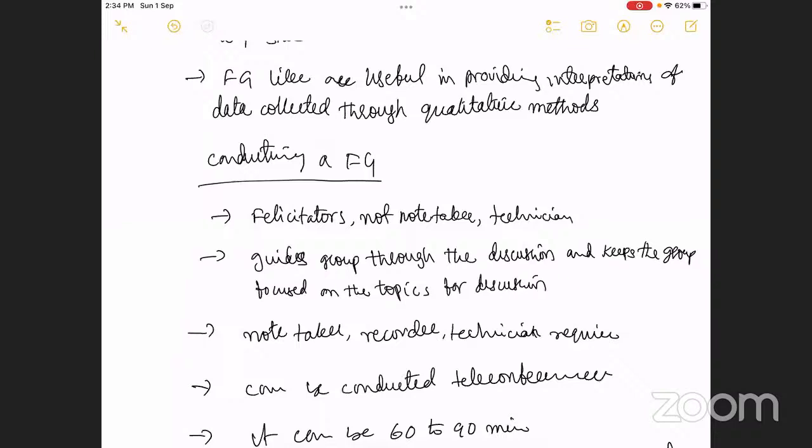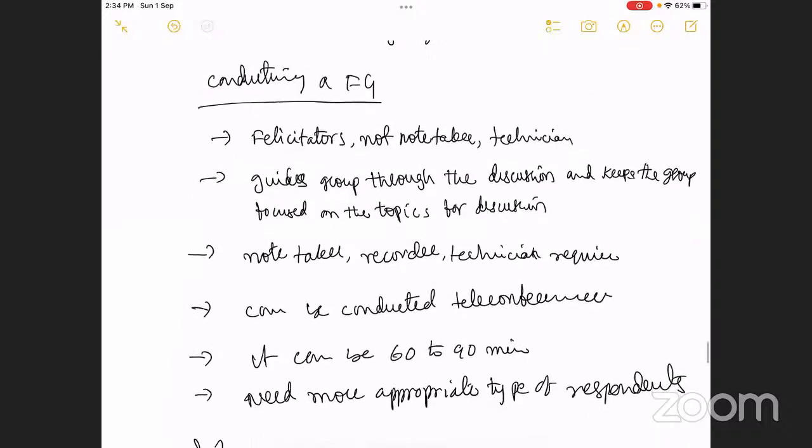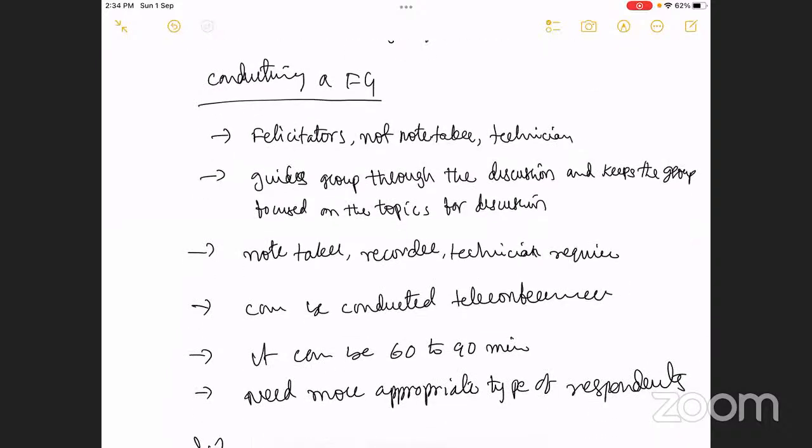Nowadays, instead of gathering all 10 people into one single room, you can conduct a teleconference like a Zoom call. You can start a Zoom call with the 10 people. It is easy with the help of technology, right? Earlier, it was not possible. Either you had to go and gather the people and conduct the focus group interview. Now it is very simple using technology. It may take 60 to 90 minutes, sometimes more than 1.5 hours.